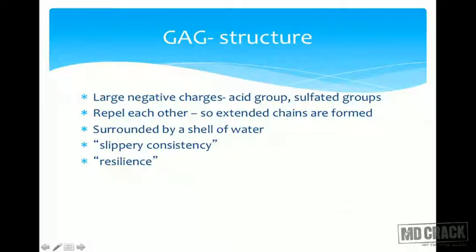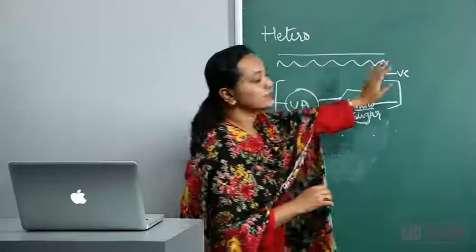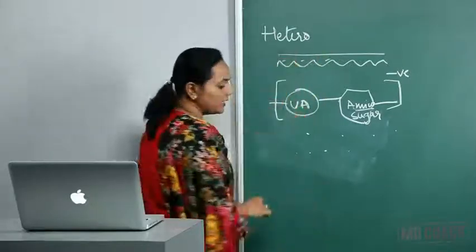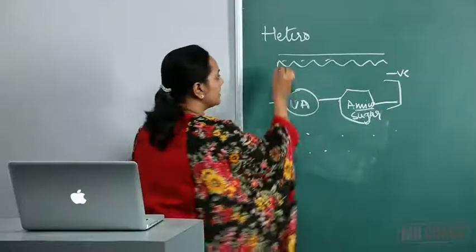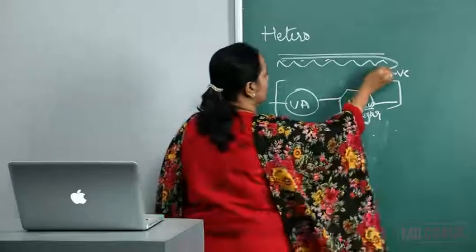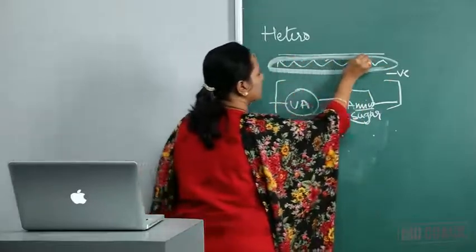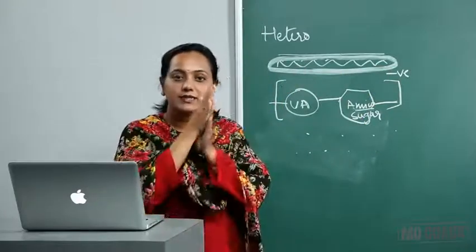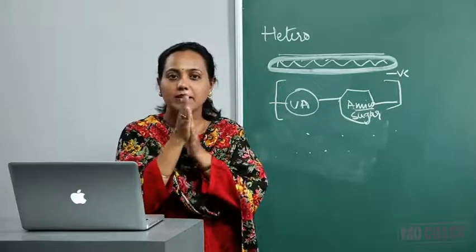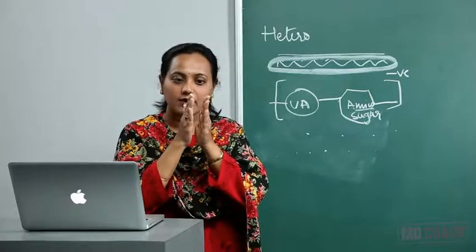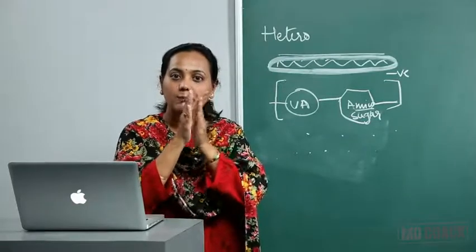Now because of the large negative charges, they repel each other. So that is why extended chains are formed. And when they have so many negative charges, they will all be surrounded by a shell of water. The shell of water will surround the whole of this chain. And this is the most important property of glycosaminoglycans. When it is surrounded like this, it gives it a slippery feeling. It is as though, imagine two magnets which have the same poles closing towards each other. They will slip over each other.